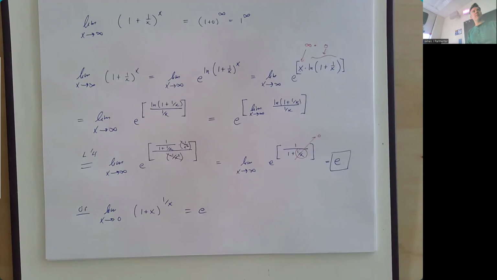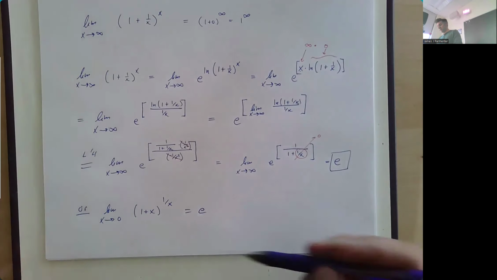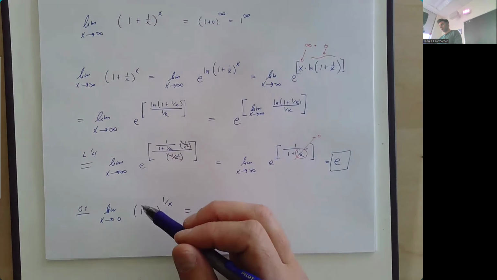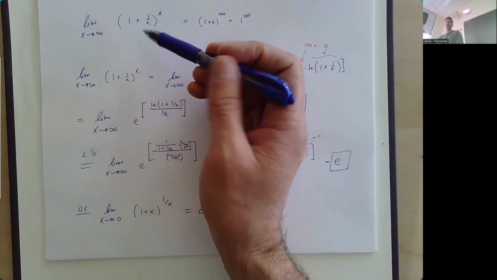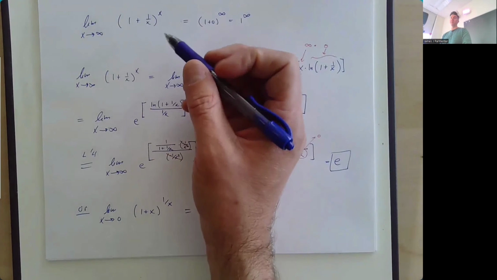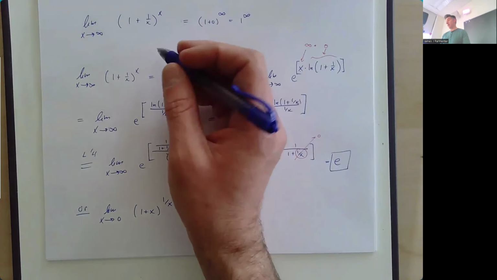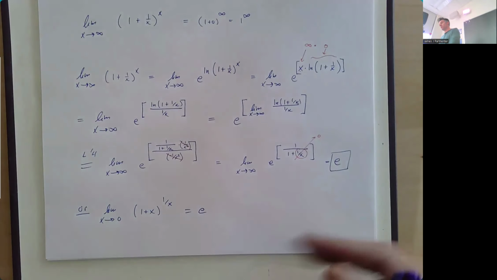Let's look at another example. This specific type of limit does come back in 21C when you're doing some stuff with series. So it definitely is right. We're not just doing it for the sake of doing it. We do use these things later on. Let's do one more.